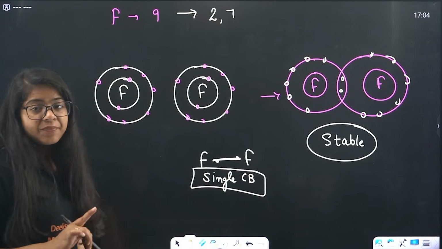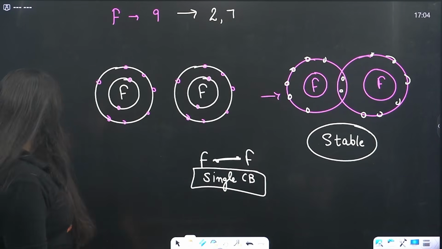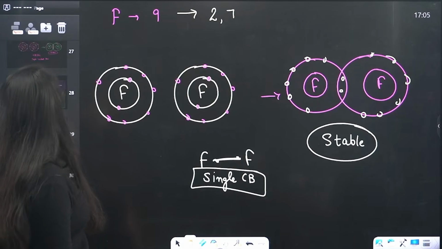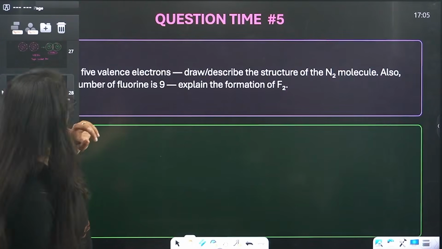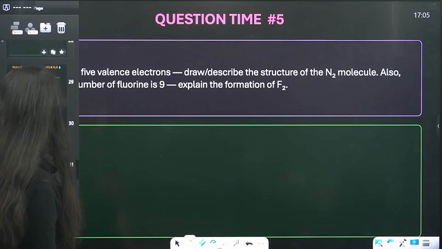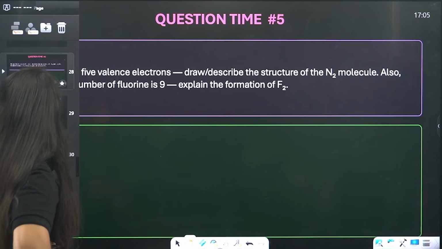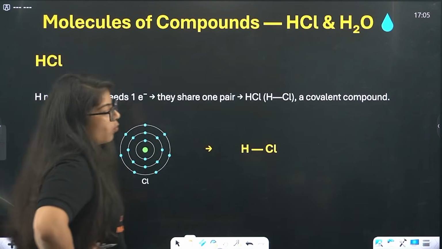Done. F, single covalent bond. F, due to the sharing of one electron. Okay, let's talk about, oh, good. Great. Now HCl. Okay, yes, let's study about this.